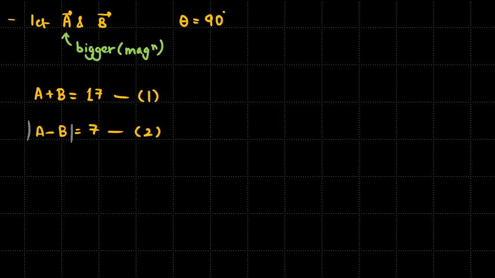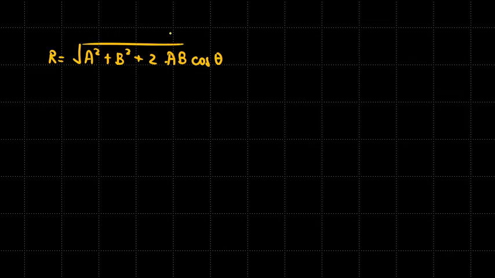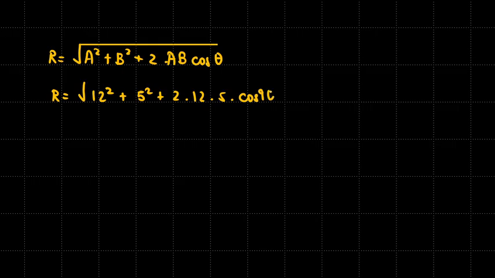I'm just taking the regular symbols. So we have the resultant. It's going to be the square root of A squared plus B squared plus 2AB cos theta. That's the formula, at least I think that's the formula. That should be the formula, or else I would be teaching you something else. So R will be, A is 12, so 12 squared plus B is 5, 5 squared plus 2 times 12 times 5 times cos 90 degrees.